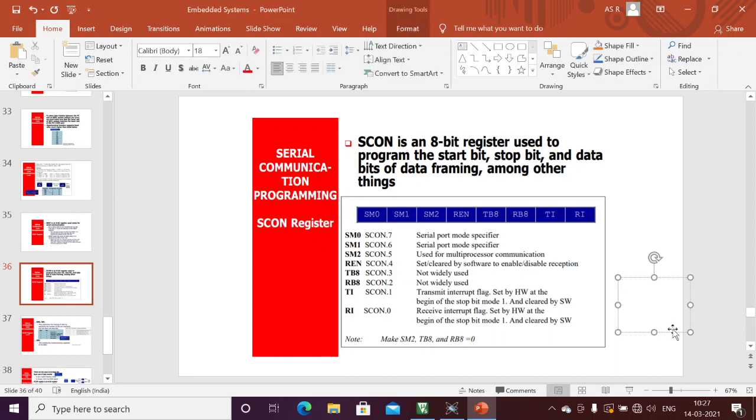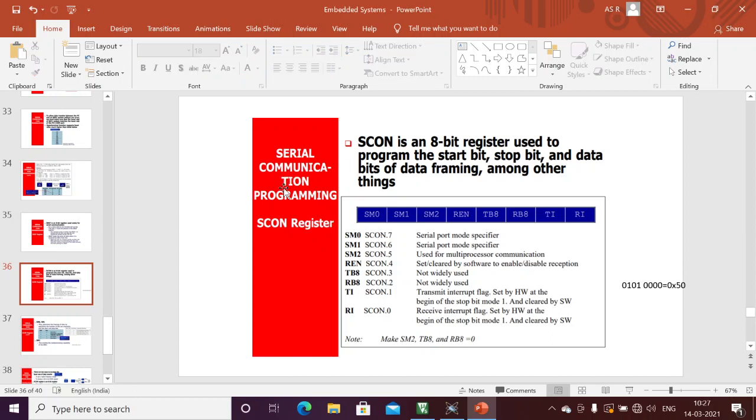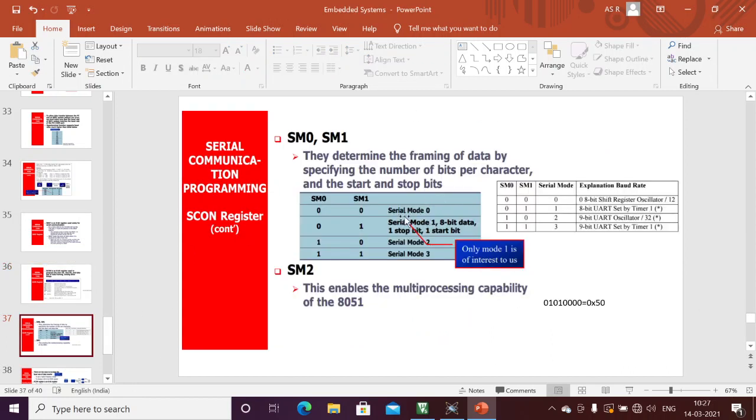For example, if I want to use mode 1, we should initialize with 0 0 1 0 1 and four zeros. The lower 4 bits I am filling with 0. Mode 1 means 01. For the multiprocessor mode SM2, I am initializing 0, and REN I am setting to 1. So we should always load SCON with 0x50, which is mode 1 with one start bit and one stop bit, 8-bit.